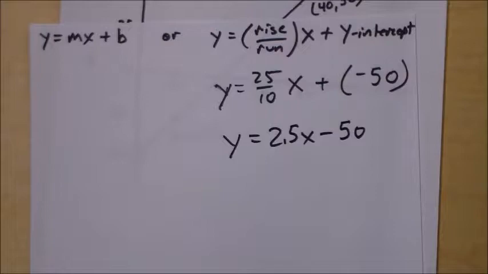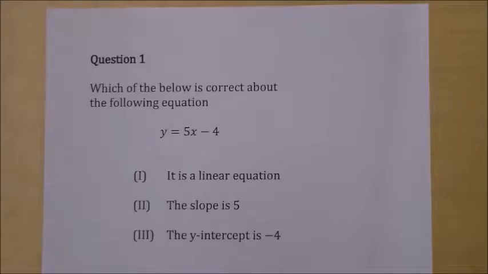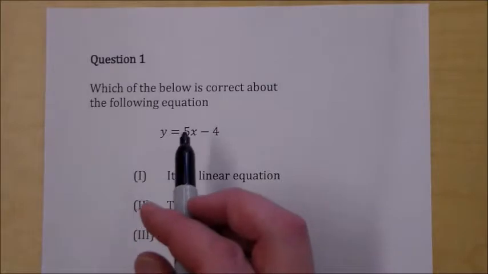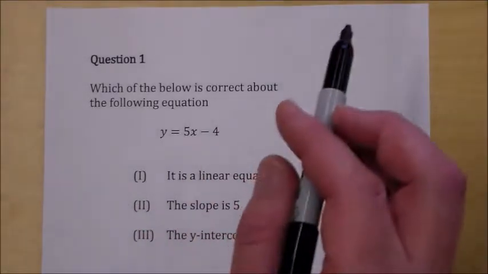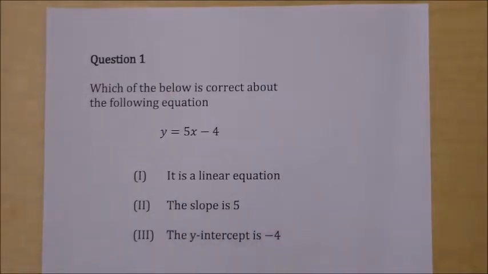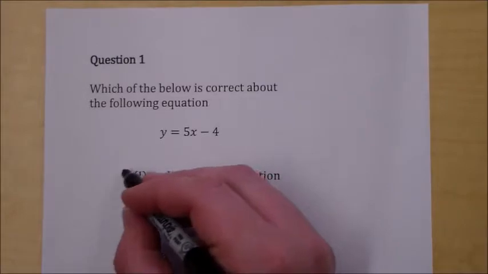All right, that's all it is. We're good to go. So question 1, which of the following is correct about y equals 5x minus 4? It is a linear equation. Well, how do you know it's a linear equation? Well, you have rise over run 5 over 1x, right? So it'll just go in a straight line. So that's it, yes. And it's y equals mx plus b form, so it is going to be a straight line. So we're good there.